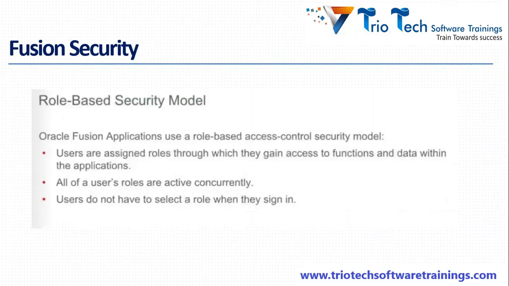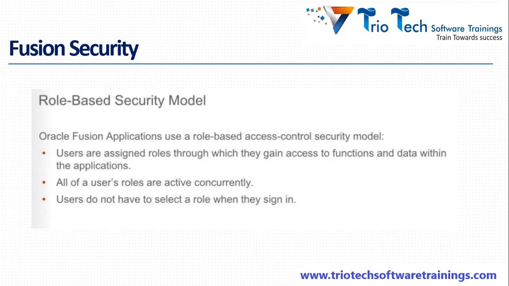Okay, now we will go into the depth of the Oracle Fusion security, how the security is structured, or what the architecture is. So it is a role-based security model. In Fusion applications, it is a role-based security model. So what is a role-based security model? Users are assigned roles through which they gain access to function and data within the application.